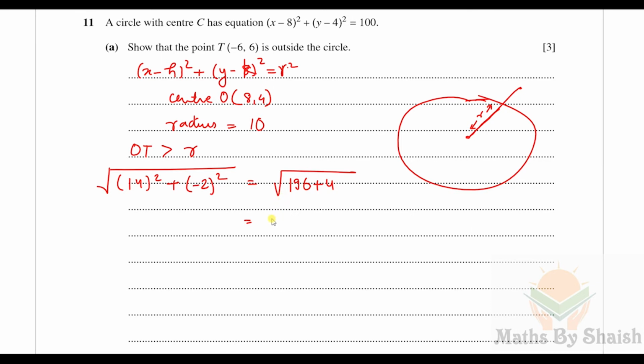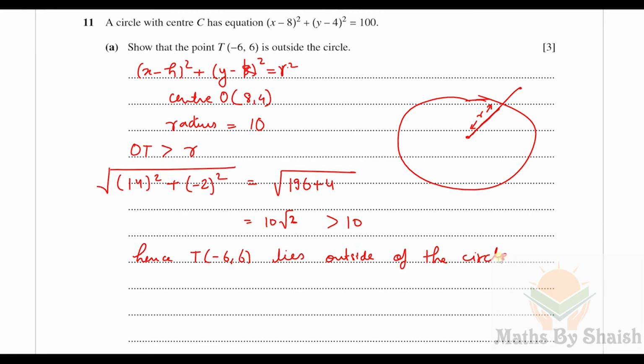We can write this as 10² times 2, so 10√2, which is of course greater than 10 because it is √2 times 10. Hence T, which is (−6, 6), lies outside of this circle with the given equation (x − 8)² + (y − 4)² = 100.